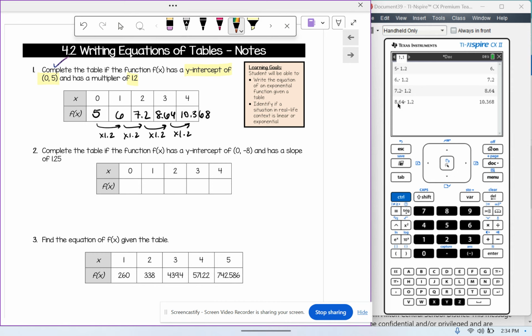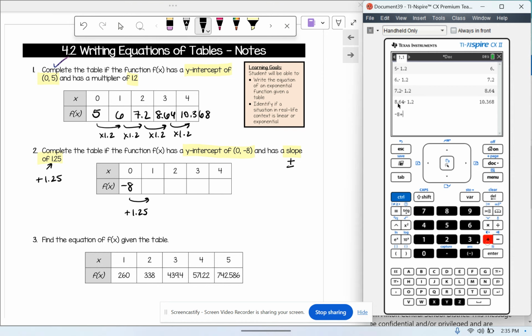It says complete the table if the function f of x has a y-intercept of -8. That is where my table is going to start. And a slope of 1.25. A slope means that I am going to add or subtract the same number every time. It has a constant rate of change. In this case, it's positive, so I am adding 1.25 every time to get to the next value in the table.